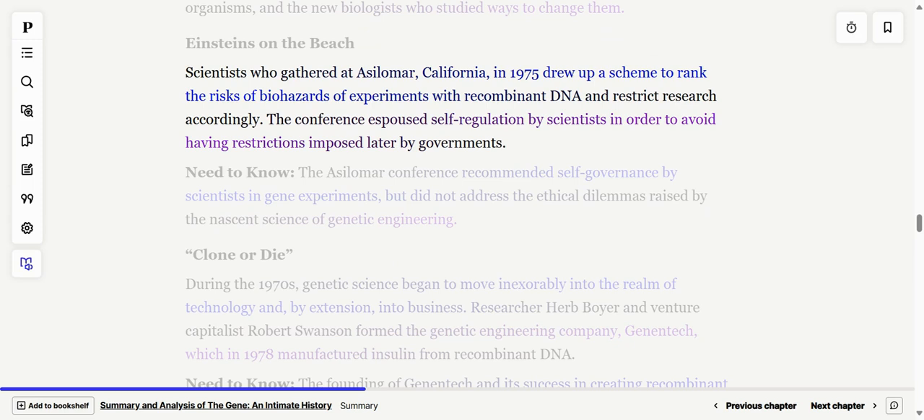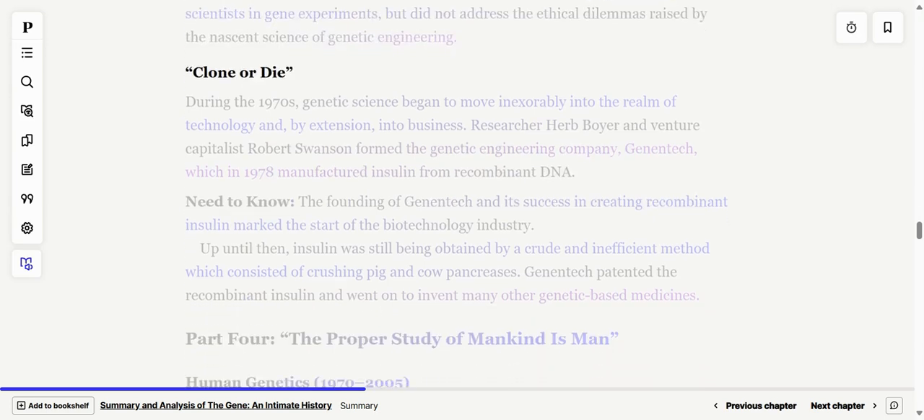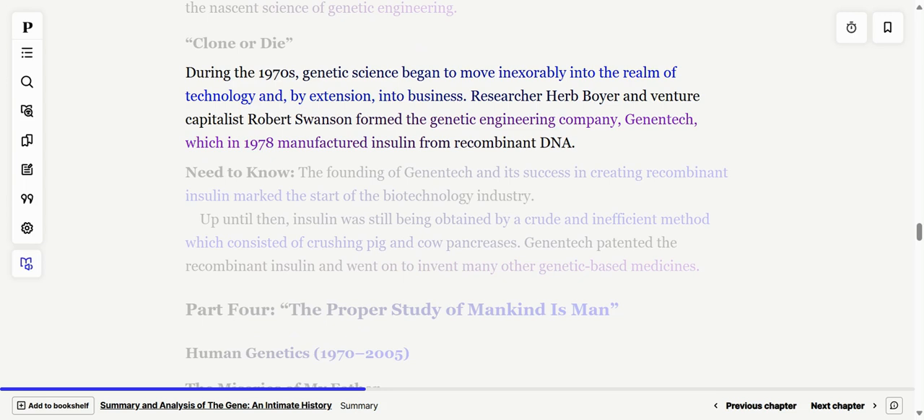Clone or die. During the 1970s, genetic science began to move inexorably into the realm of technology and, by extension, into business. Researcher Herb Boyer and venture capitalist Robert Swanson formed the genetic engineering company, Genentech, which in 1978 manufactured insulin from recombinant DNA. Need to know: the founding of Genentech and its success in creating recombinant insulin marked the start of the biotechnology industry.